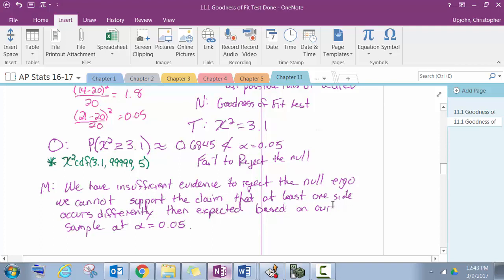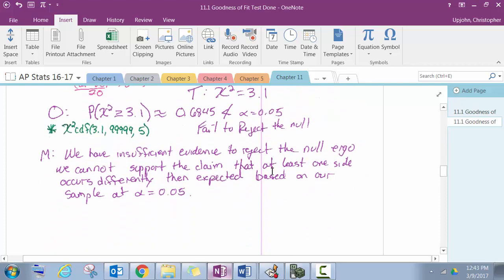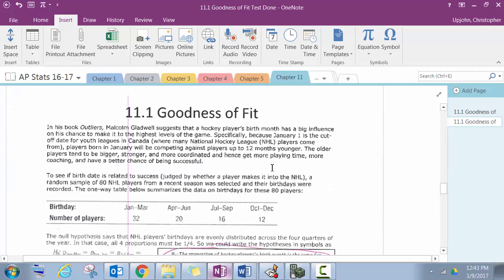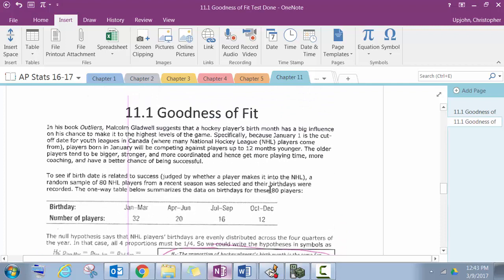So you can kind of say it in a couple different ways. But if we just say it as what our alternate says, it might be easier. So that's one example. Here's one where we're going to use the calculator. We're trying to test to see if NHL players are born equally throughout all the months. There's a claim that they are born early in the months, and you can read the whole question later.